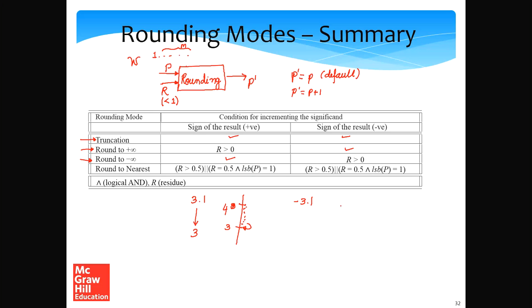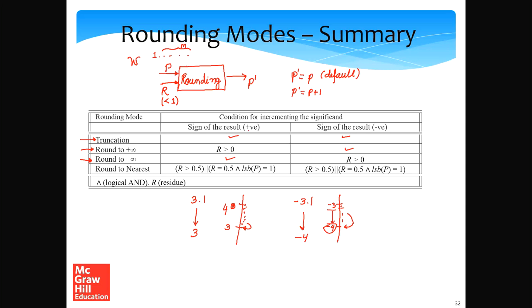However, if the number is negative, then let me draw a number line. Let me write minus 3 here and minus 4 here. So minus 3.1 would stand somewhere here. So for all such numbers, what we need to do is that they need to be rounded to the lower integer, which is minus 4, right? So the logic is that if there is any non-zero residue, which means that the number is somewhere in this range, then we need to perform a rounding, which means increment the significand. So what we need to do is we need to check if the residue is non-zero. If that's the case, then we will increment the significand. And from minus 3, we'll take it to minus 4.